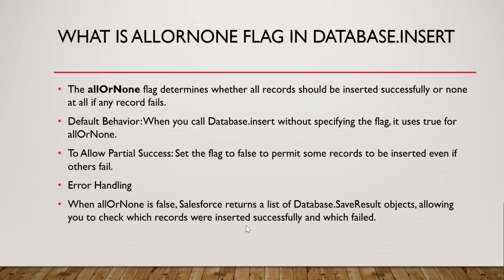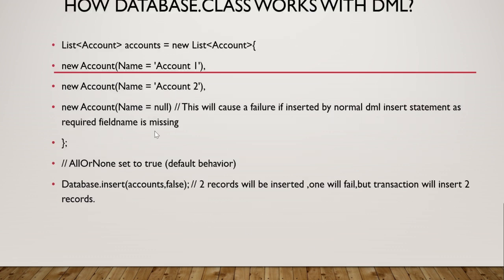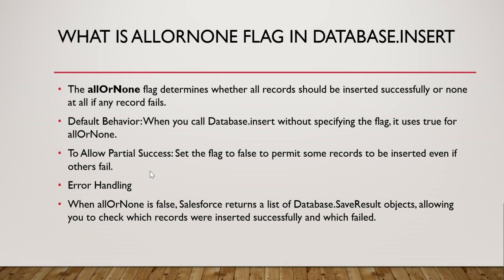Now what is this all or none flag? The all or none flag that we are giving over here, like here as false, let's see what it is, true or false. It determines whether all records should be inserted successfully or none if any of the records fails. By default, when you call database.insert without specifying, it uses true for all or none. That means it will work like a normal insert.